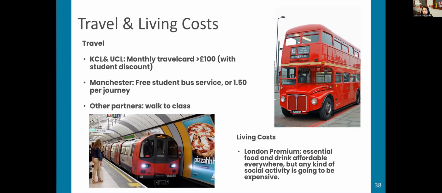As for travel and living costs, which is a common question, it just depends on the university. King's College and UCL, University College London, will give you a travel card for about £100 with that student discount, but keep in mind that that still ends up being an additional cost for you. Manchester gets free bus service, for example. At other universities you just walk to class. So again, King's College and University College London are going to be much more expensive because you inherently have that extra £100-ish monthly fee that you're having to pay.